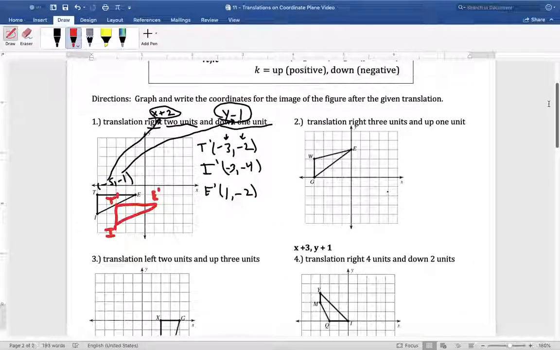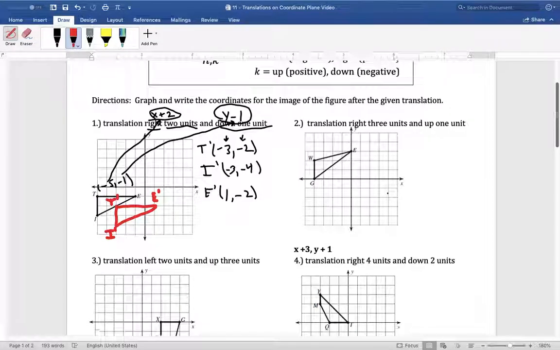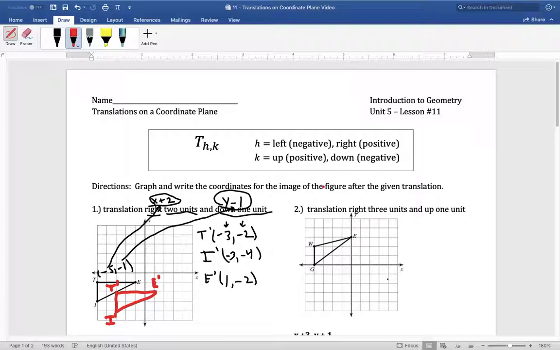That's what translations are. If you don't get it, I know Miss Foley's across the hall, and she said she'd stop in real quick and just explain it to you guys. She's wonderful, and she's very helpful, so I appreciate all the help she gives me when I'm not here. But if you can figure it out just from this video, great. Otherwise, just stop over and see if she can help you out.